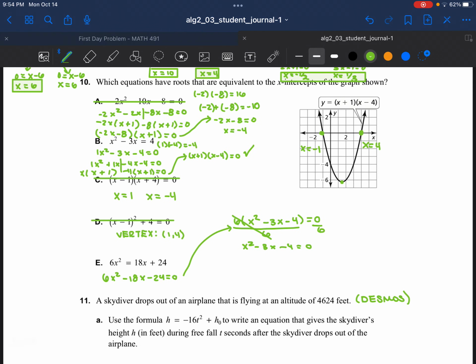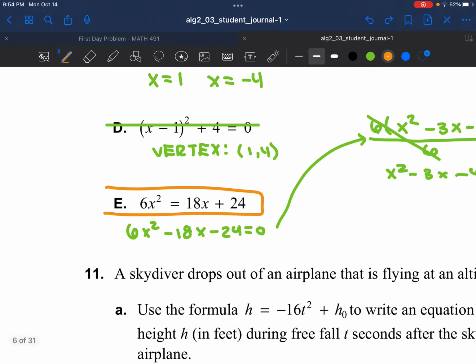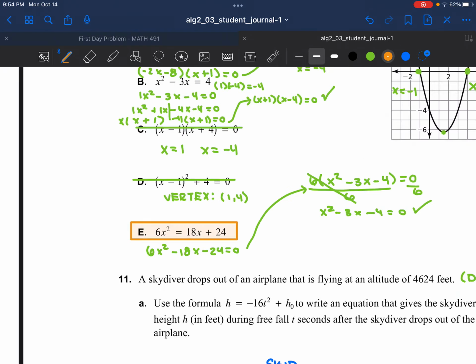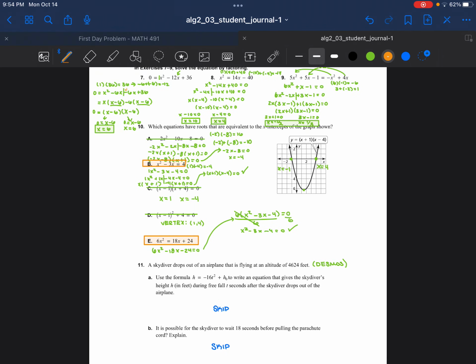Let's double check, see if any of our other equations look similar. And would you look at that? That looks exactly like B. So I'm not even going to do any more work. I'm just going to say that this one works because that is the same form as B. So here, let me actually circle these ones in orange. Okay, so that one works. And that one works.